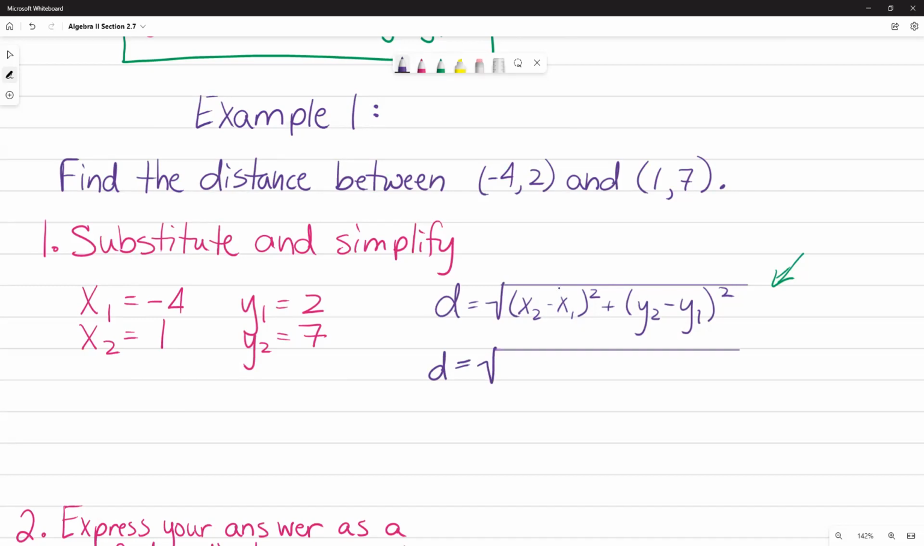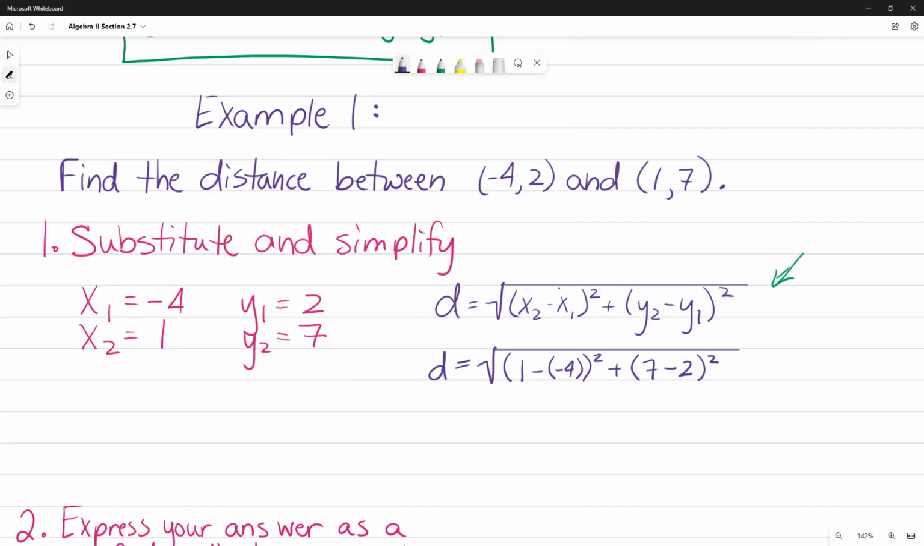the square root of X2, which is 1, minus, and here's where you've got to be really careful. Don't make the negatives or the subtractions miraculously disappear, right? Because you have a -4, but you're subtracting a -4. So this is 1 minus -4. I'm just going to use my double parentheses, squared, plus Y2, which is 7, minus Y1, which is 2, squared.